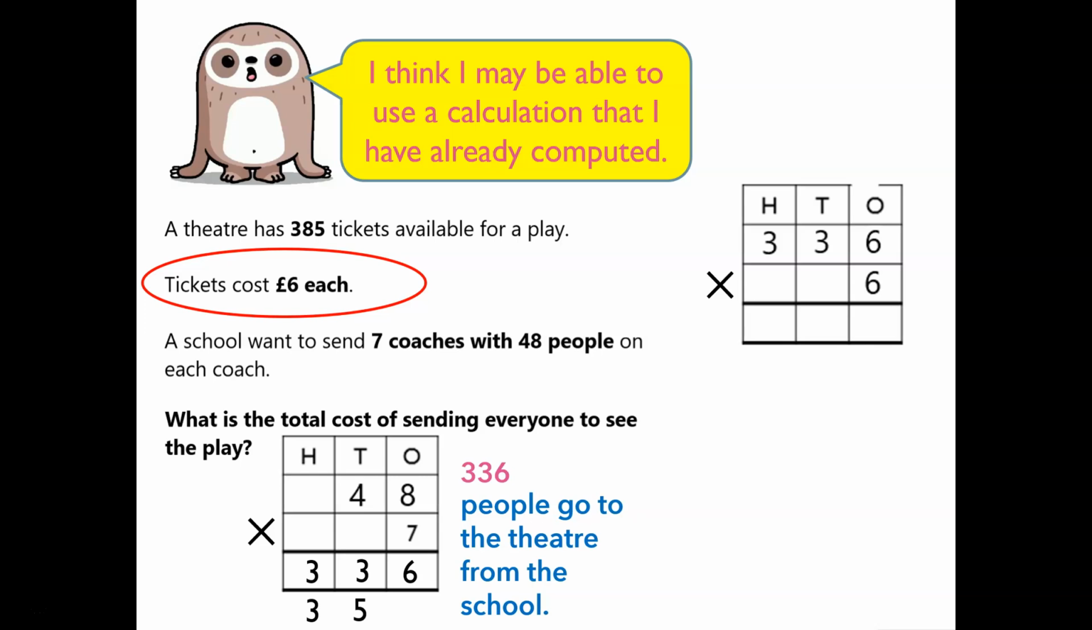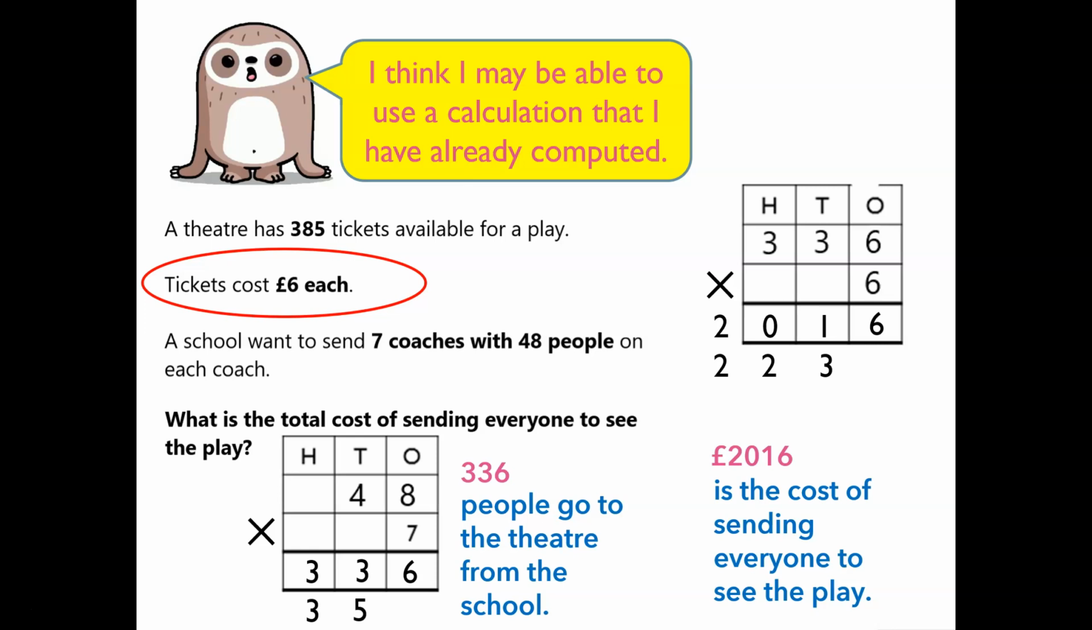336, and we're going to multiply it by 6. 6 times 6 is 36. You can see that we exchanged the ones for tens. Now 6 times 3 is 18, adding on the 3 is 21. 6 times 3 is 18, adding on the 200s that we've got is 20. Altogether, it's going to cost £2,016.